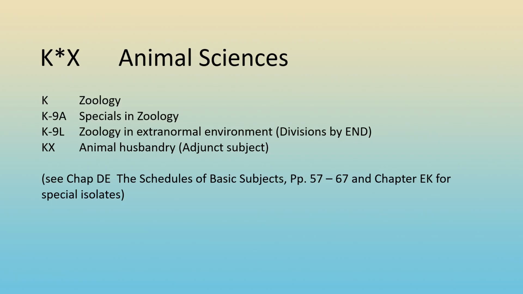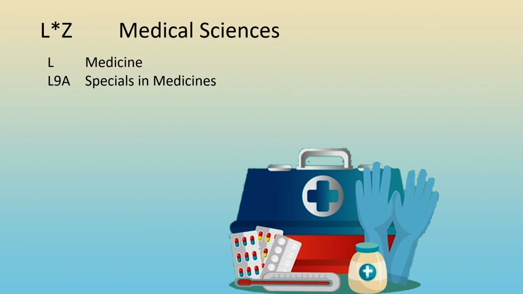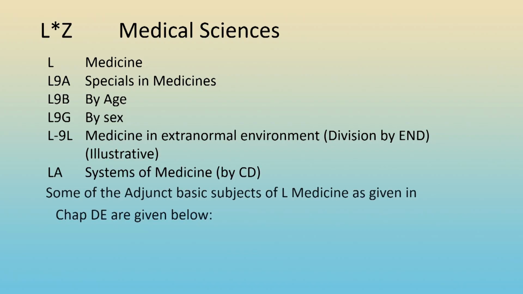The agglomerate of medical sciences denoted by the notation capital L star capital Z include capital L medicine, L9A specials in medicine, LA systems of medicine which may be derived by chronological divisions, and some of the basic subjects of L medicine as given in chapter DE are given below.